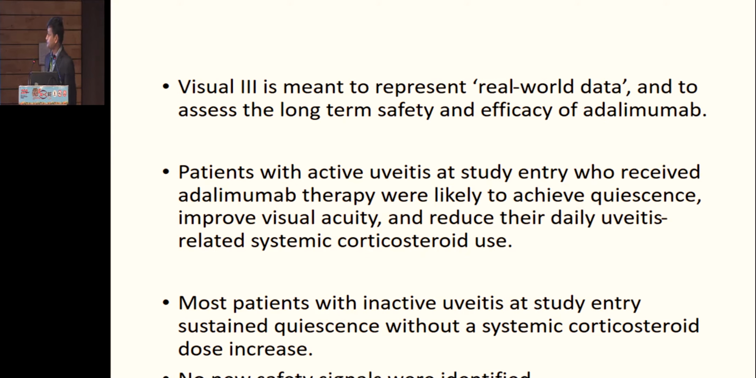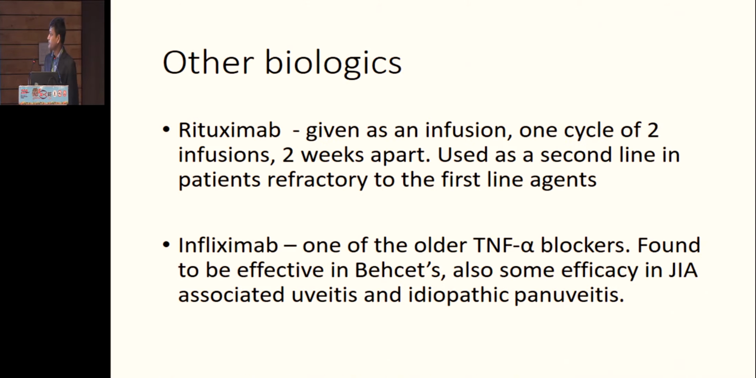VISUAL 3, as I said, is meant to represent real-world data. They had better outcomes in the patients with active uveitis: 66% of those maintained their vision. The reason for this could be that, compared to VISUAL 1 and 2, in VISUAL 3 the investigators were allowed to add steroids as needed for acute exacerbations. Most patients with inactive uveitis, 78%, maintained their vision with adalimumab, and 93% of those were without steroids. So they were able to be safely off steroids for a period of time, and no new safety signals were identified.